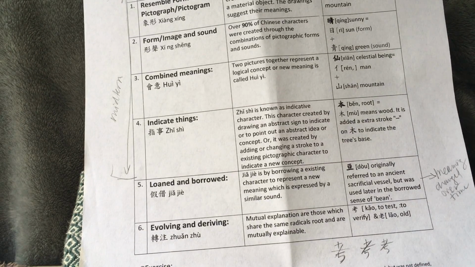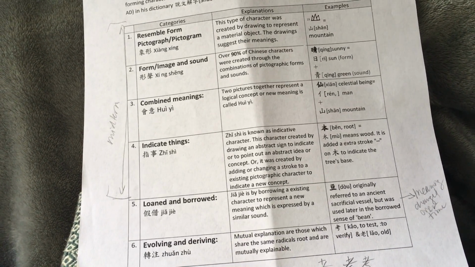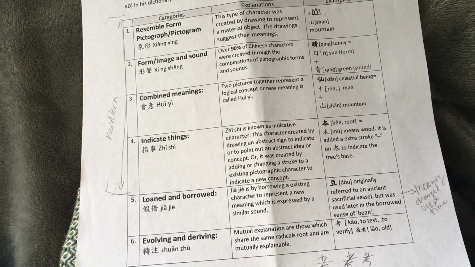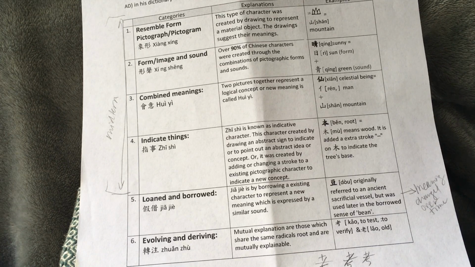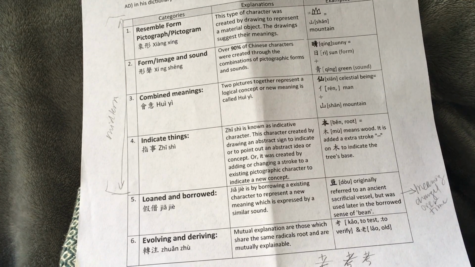And there are 6 main principles for composing Chinese characters. So there are different types. For example, we have the first kind, which is resemble form or pictographic characters. For example, if we look at the image here, that's a drawing of a mountain. So way back, they first drew the mountain, and then the character was developed, shan, which means mountain, and that's this little guy right here, and it literally looks like a mountain. So that's one type of character.